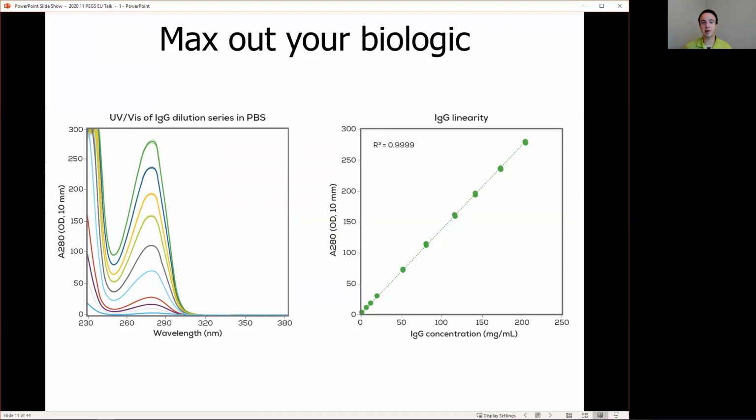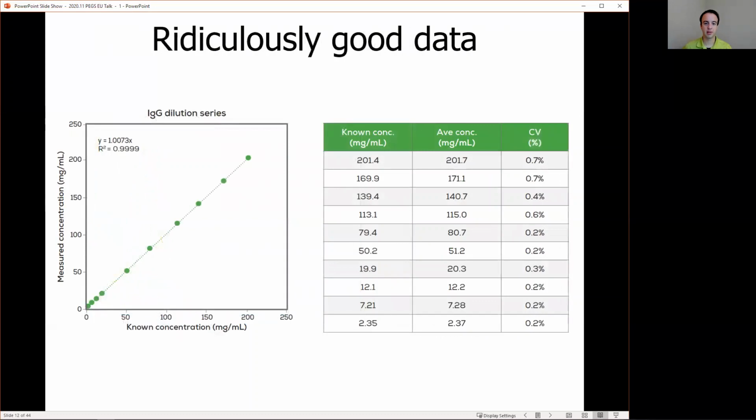You can see the linearity of this result is 0.9999. If we want to then quantify this sample of known concentration versus measured concentration based on that A280 and the known extinction value for this protein, we can see that it gives a slope very, very close to 1 and an R-squared value again of 0.9999. So we know the results are very, very linear.